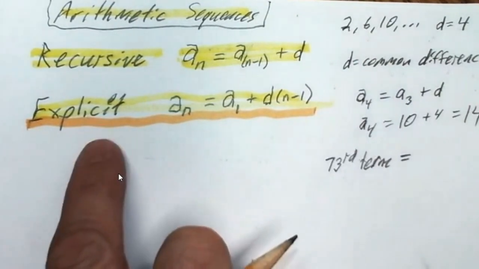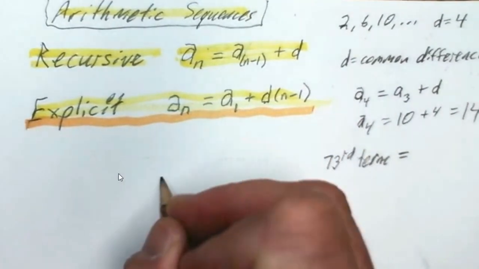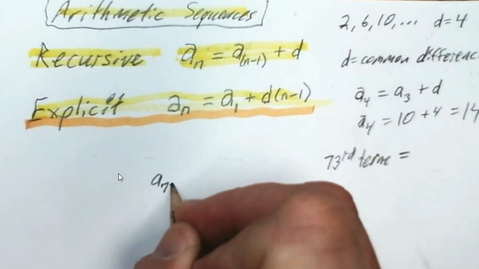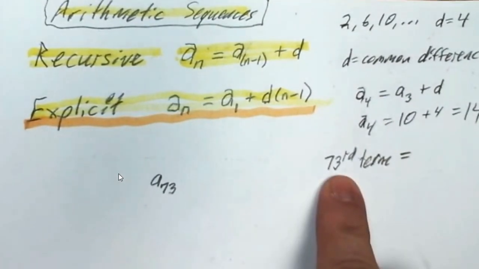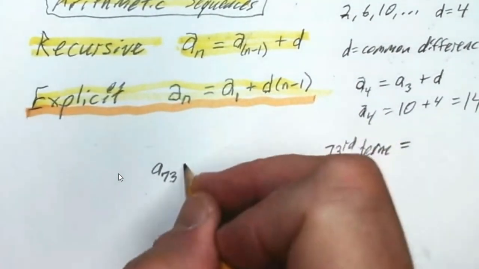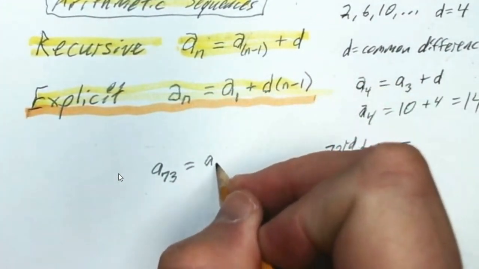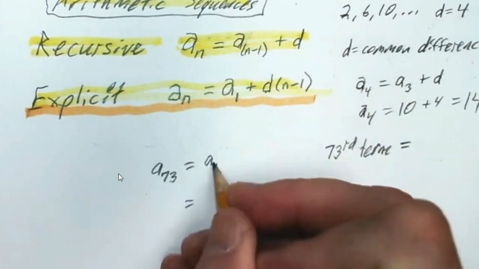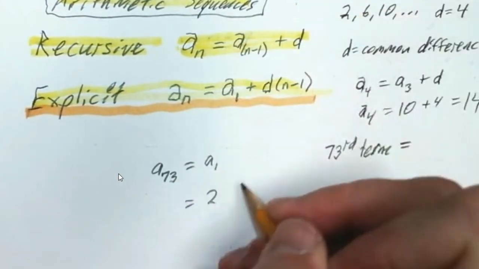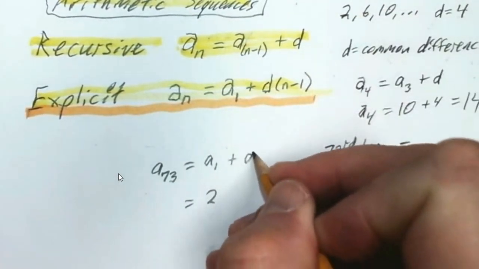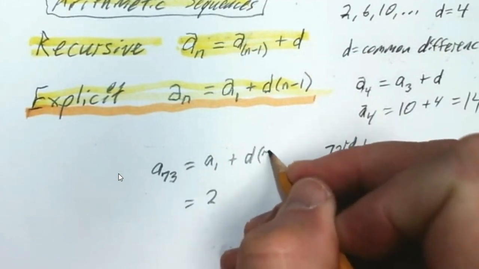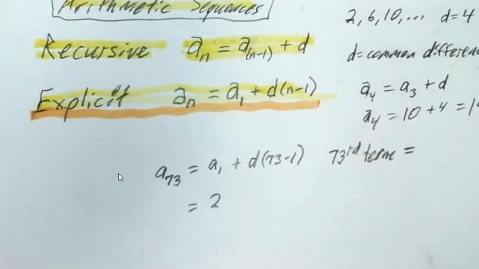Well, let's use this explicit formula. If I want to know a sub 73, because I want the 73rd term, it says I can take a sub 1, and I'll do it again down here. A sub 1 we know is 2, plus the common difference times 73 minus 1, right?